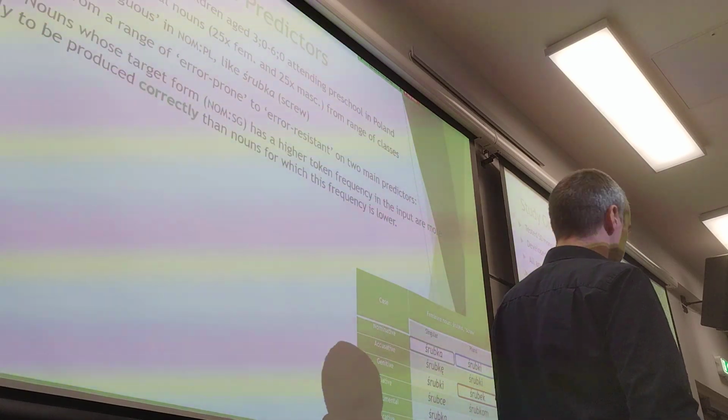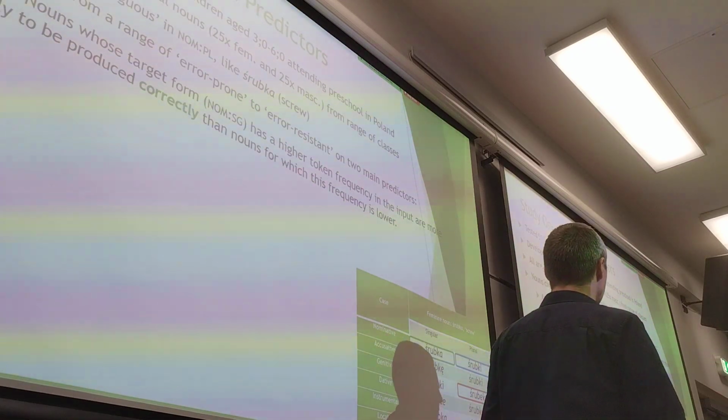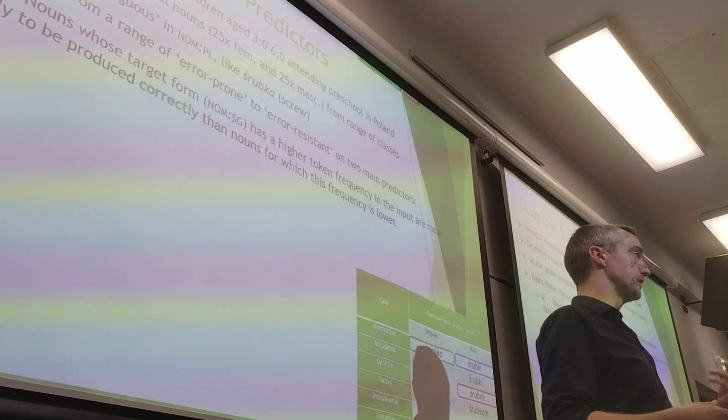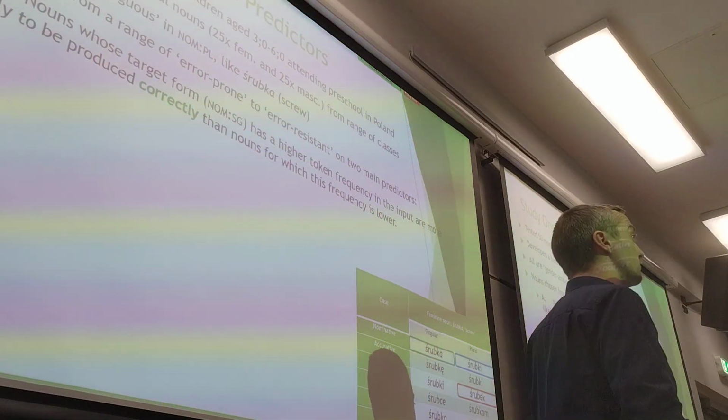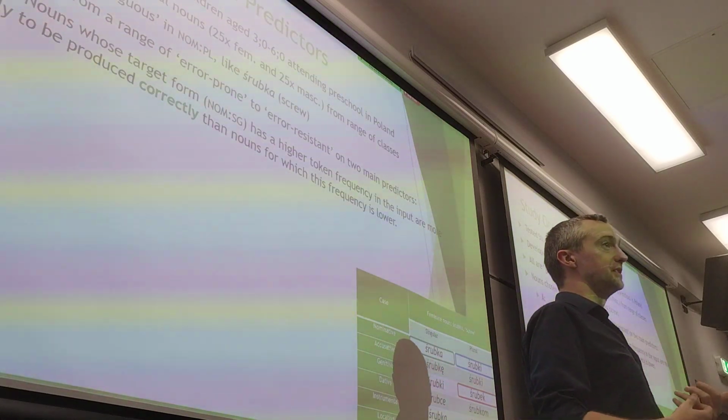And then had sort of 3 main predictors. The first one is pretty standard, really: if the target form, the form that you're looking for, is more frequent in Polish in general, the child is more likely to get it right.